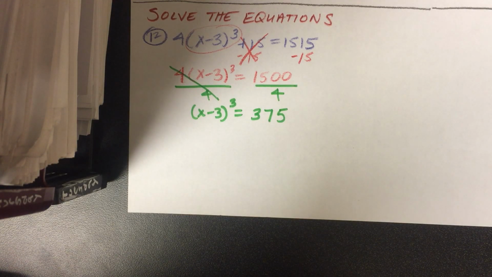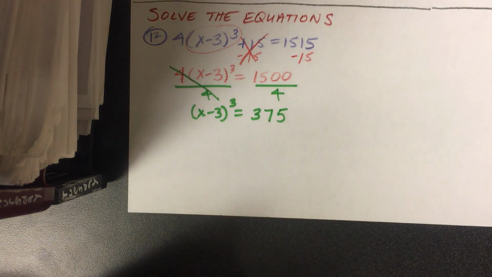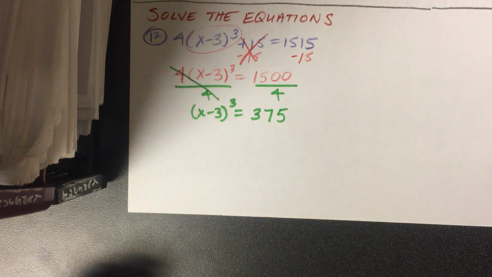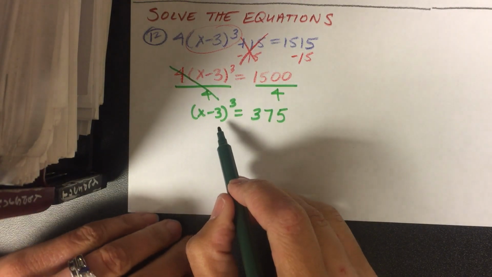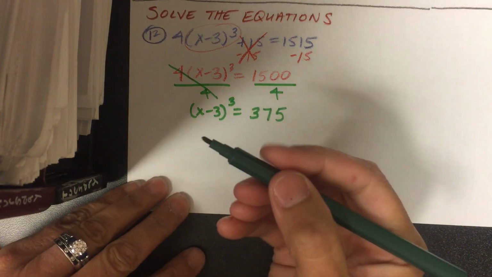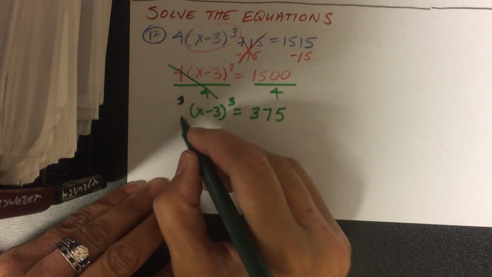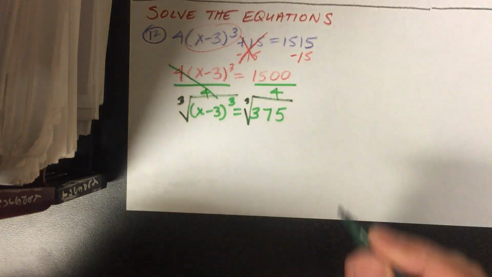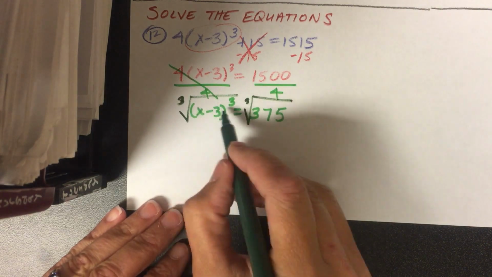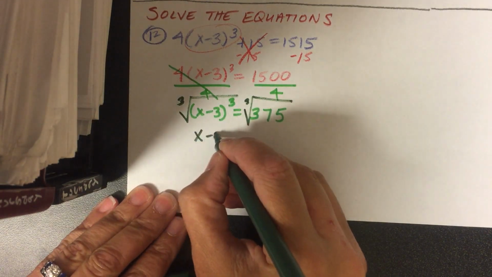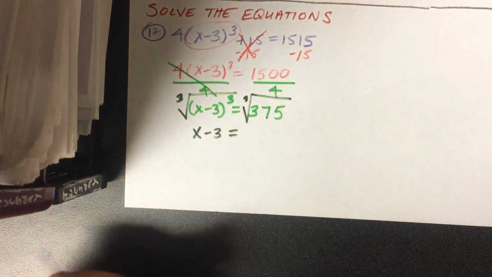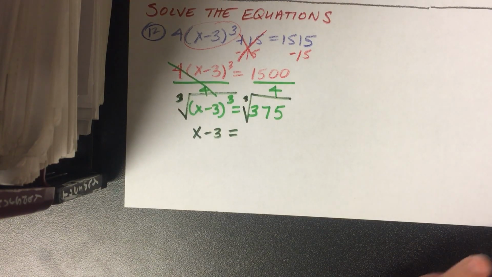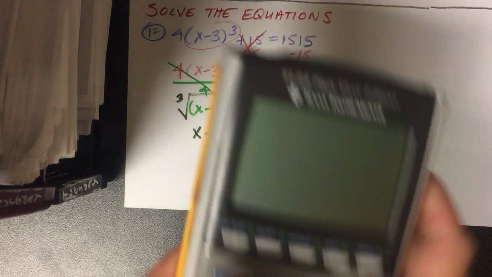What we're going to do next is find the cube root. Remember, you always do the inverse operation. So this is cubed, we're going to do the cube root. You take the cube root of both sides. Now, the cube root of this side is easy. That just leaves us with x minus 3. If you want to find the cube root of the other side, you do it in the calculator.